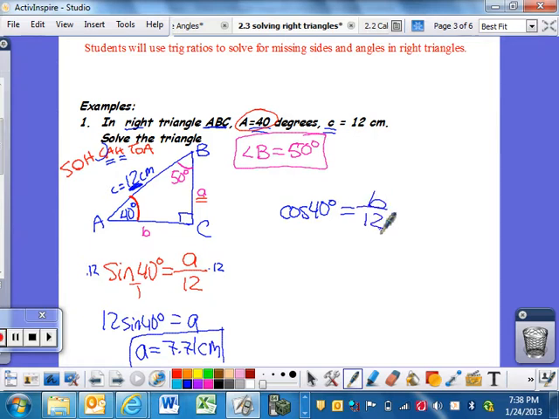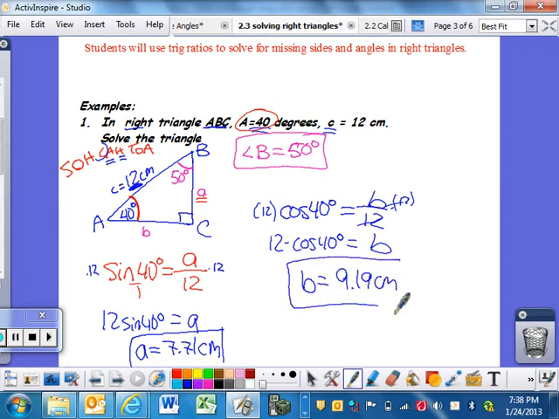Same principle as the last time right here. Multiply 12 to both sides. So 12 times cosine of 40 degrees is equal to, the 12's cancel, B. So B equals 9.19 centimeters. Now that's how you solve it. You have every side now. But what I want you to do, you should get in the habit of this. A is 7.71. B is 9.19. Your triangle should work.